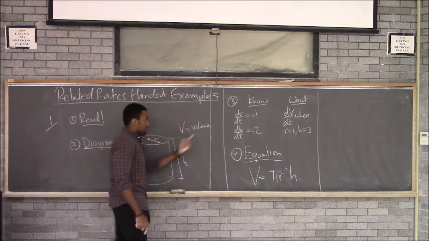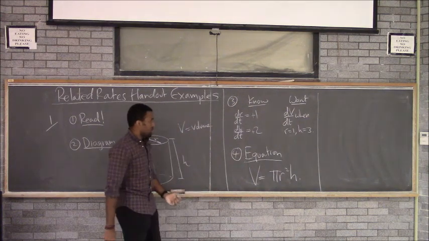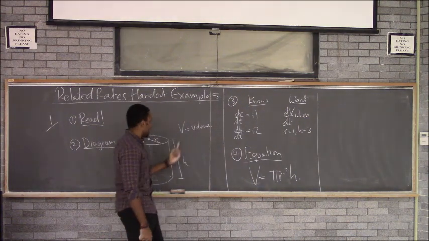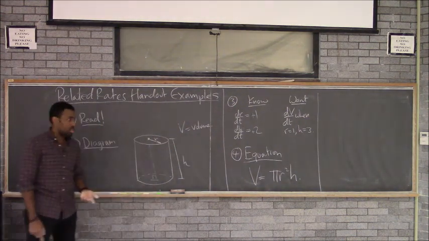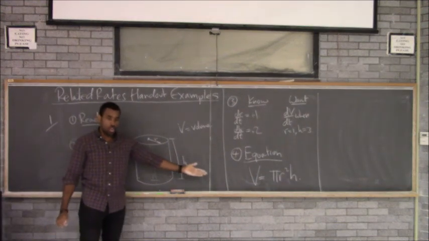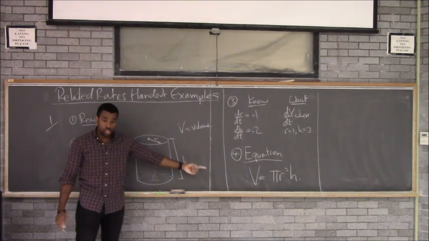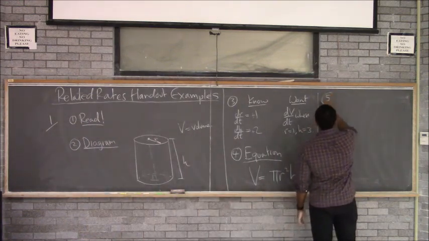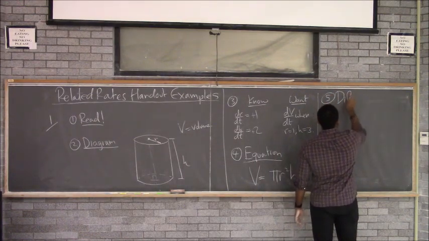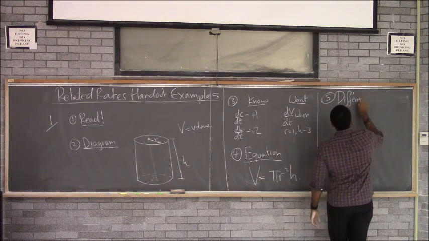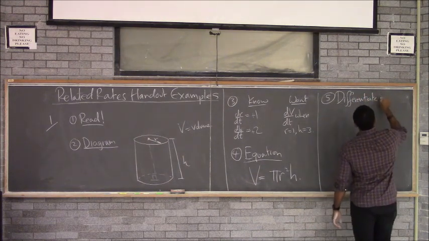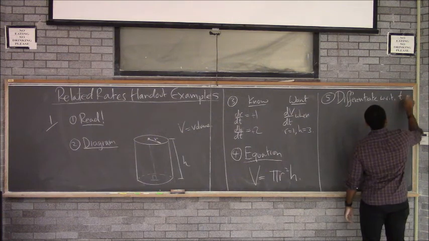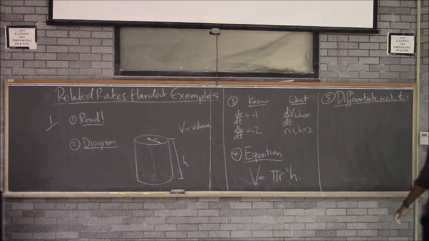Then I label all the things that are changing with variables, and now I just come up with an equation that connects all the variables that I had previously. This is the relationship between the variables. This leads me to step 5. I'm going to differentiate with respect to time. Right?